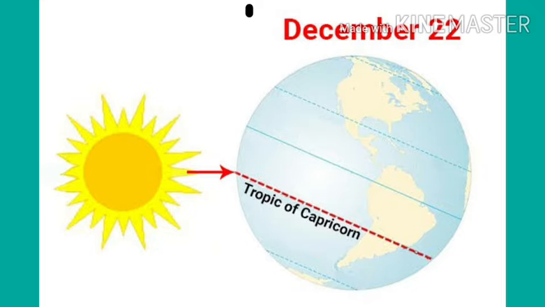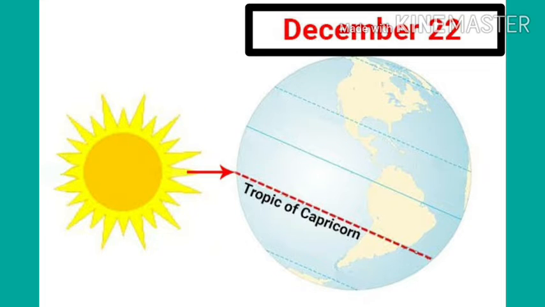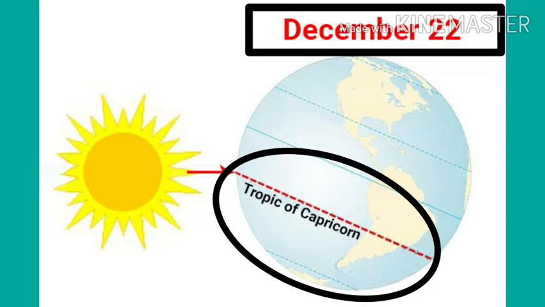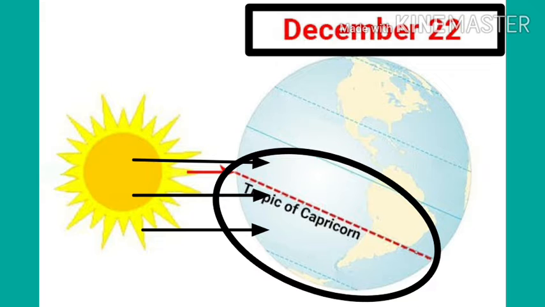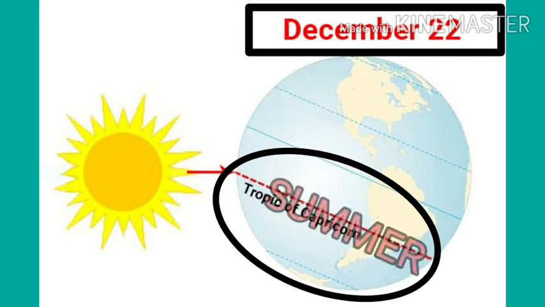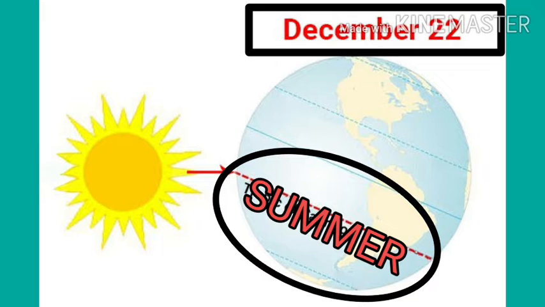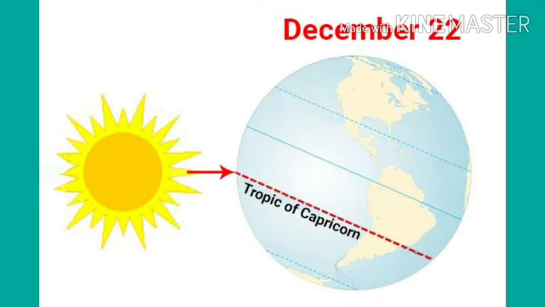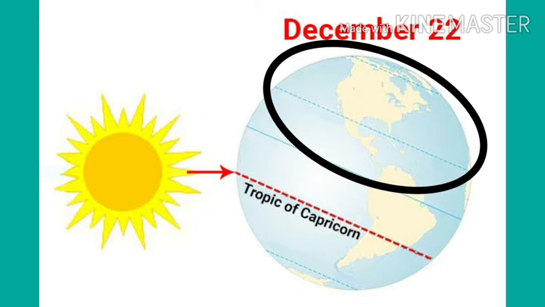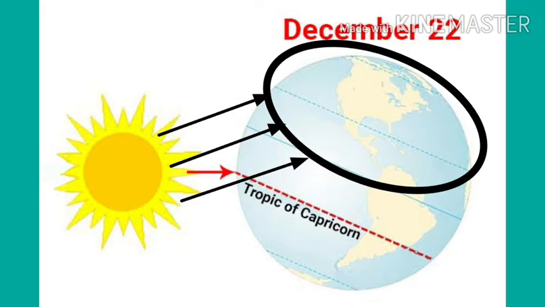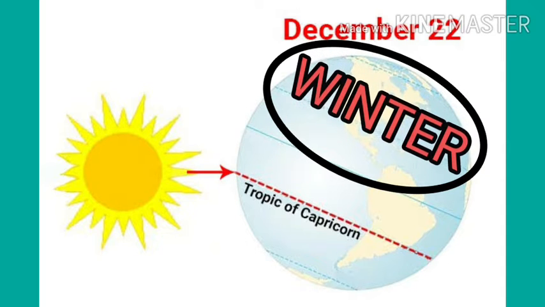During this time, the largest part of the southern hemisphere receives direct sunlight, which results in summer season in the southern hemisphere. The reverse happens in the northern hemisphere. As the northern hemisphere is away from the sun, it receives slanting sun rays, which result in winter season in the northern hemisphere.